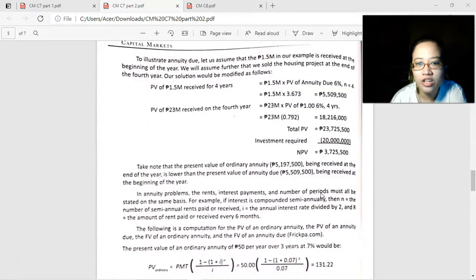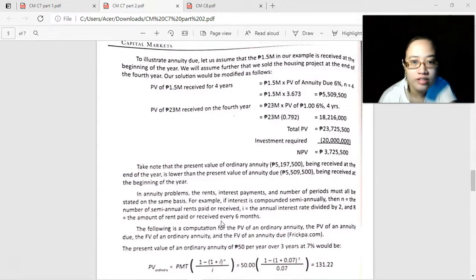Take note that the present value of ordinary annuity being received at the end of the year is lower than the present value of annuity due being received at the beginning of the year. In annuity problems, the rents, interest payments, and number of periods must all be stated on the same basis. For example, if interest is compounded semi-annually, then N is the number of semi-annual rents paid or received, I is the annual interest rate divided by 2, and R is the amount of rent paid or received every 6 months.